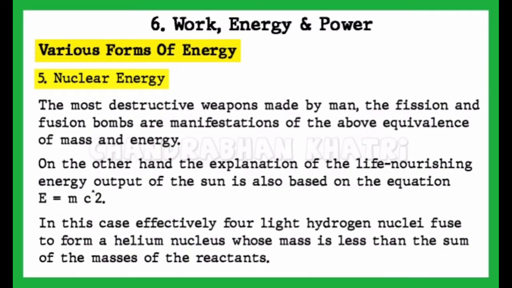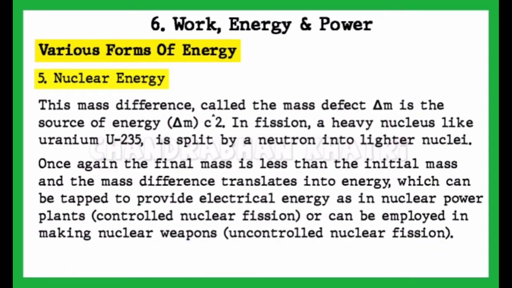Fifth, nuclear energy. The most destructive weapons made by men, the fission and fusion bombs, are manifestations of the above equivalence of mass and energy. On the other hand, the explanation of the life-nourishing energy output of the sun is also based on the equation E is equal to m c squared. In this case, effectively, 4 light hydrogen nuclei fuse to form a helium nucleus whose mass is less than the sum of the masses of the reactants. This mass difference, called the mass defect delta M, is the source of energy, delta M into c squared.